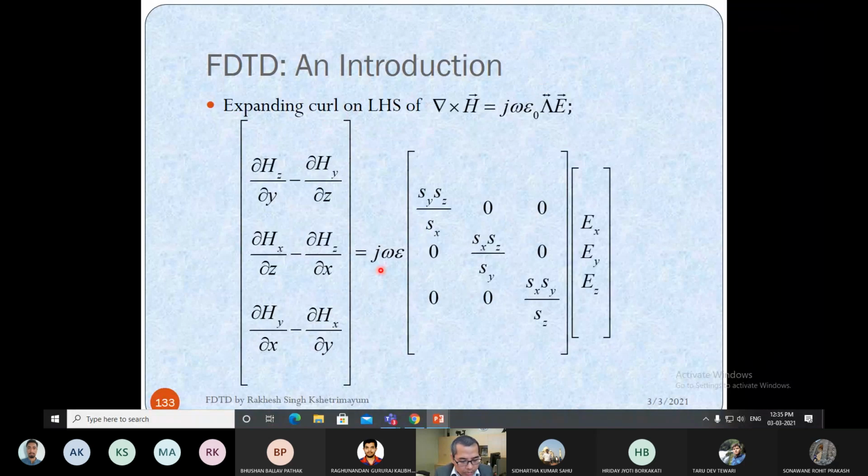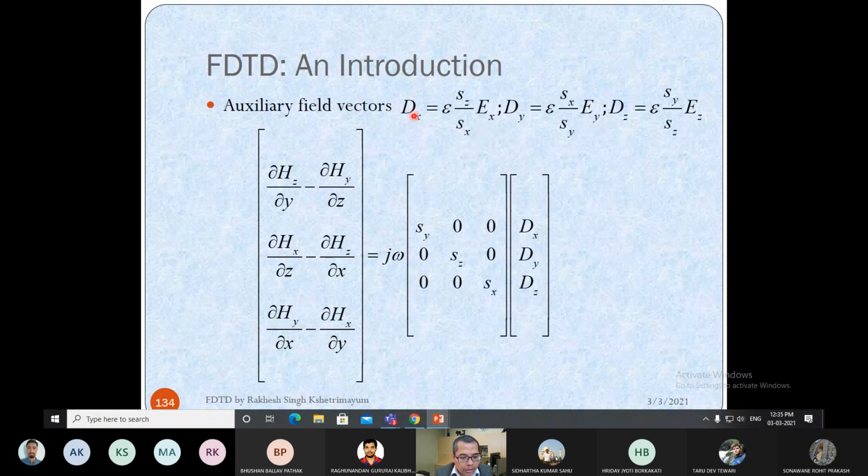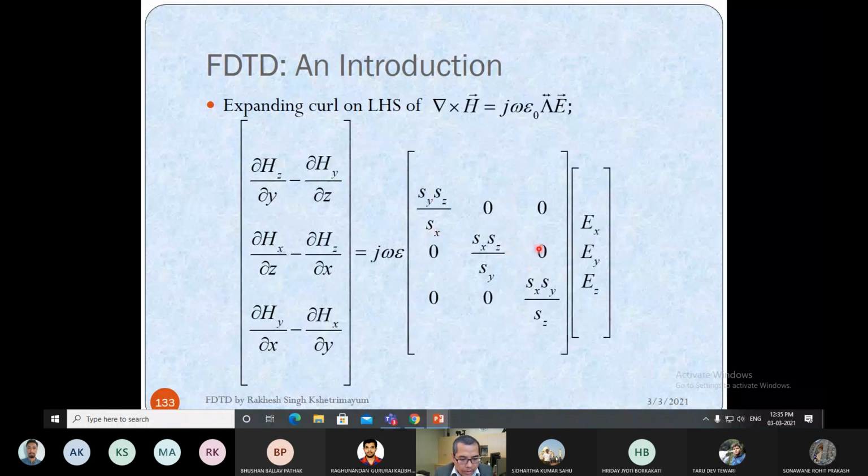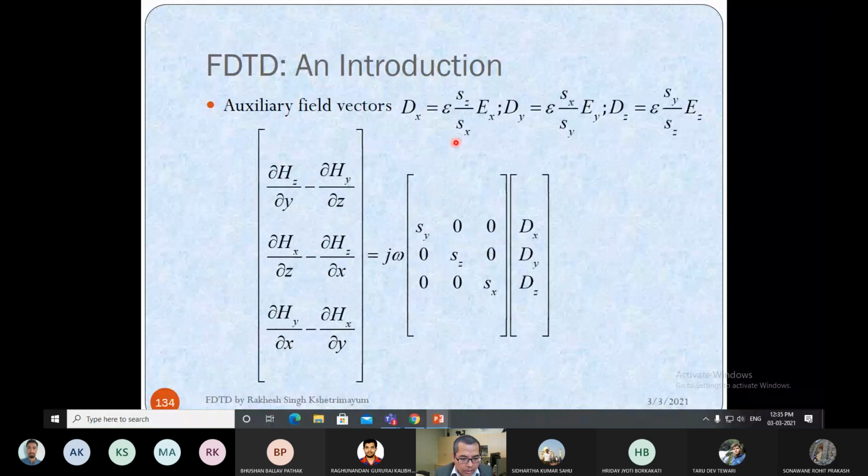Look at the right hand side here. I will define new variables Dx, Dy, Dz. If I define Dx as epsilon Sz by Sx Ex, Dy as epsilon Sx by Sy Ey, and Dz as epsilon Sy by Sz Ez, in that case I can rewrite the previous equation. I've taken out those terms and defined Dx, Dy, Dz like this.